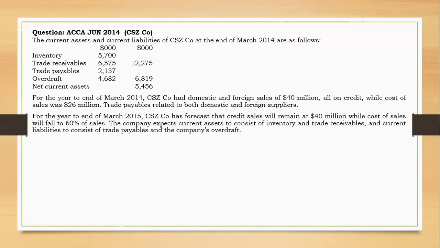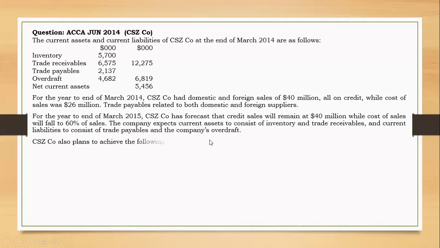Then we are told that for the year to the end of March 2015, that is the next year, CSZ company has forecast. We are at the end of March 2014, but we are forecasting for the next year. CSZ company has forecast that credit sales will remain at $40 million, like above here, while the cost of sales will fall to 60% of sales. So I'll have the new cost of sales. The company expects current assets to consist of inventory and trade receivables, just like above, and the current liabilities to consist of trade payables and the company's overdraft, right?